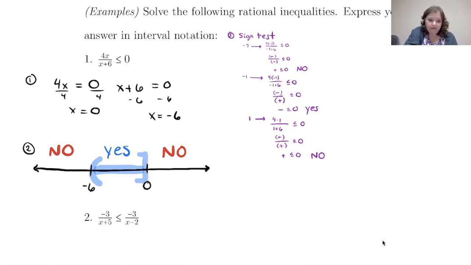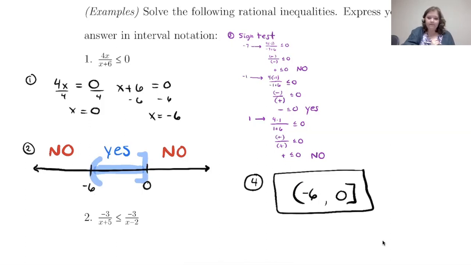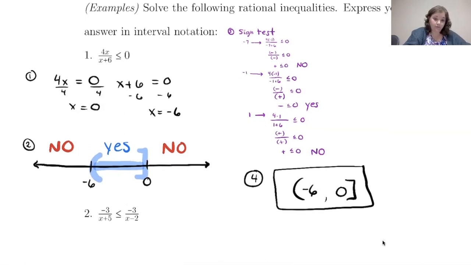So now we have determined that -6 gets a parentheses, 0 gets a bracket, and so for step 4, we'll write this interval in interval notation. So it starts at -6, ends at 0. -6 gets a parentheses, 0 gets a bracket, and that is our final answer. Okay. So that is the answer for question 1, -6 to 0.